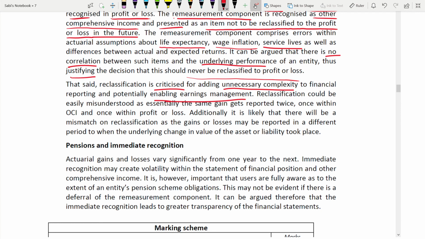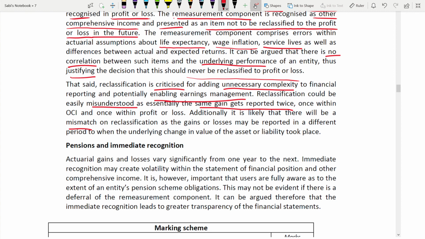Reclassification could be easily misunderstood as essentially the same. It could be easily misunderstood, isn't it? Because the same gain sometimes gets reported twice, once in OCI, once in P&L. So additionally, it is likely that there will be a mismatch. There could be a mismatch, and also reclassification, as the gain or the loss may be reported in a different period to when the underlying change in variables took place.